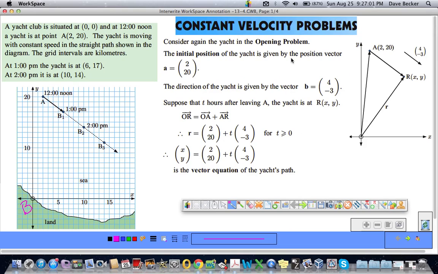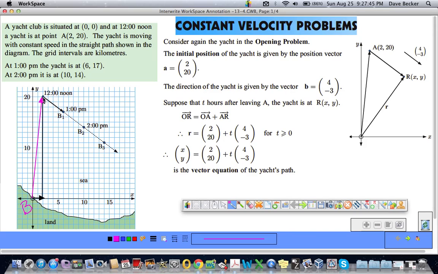The initial position of the yacht is given by the position vector (2, 20). So let's just review position vectors real quick. It's a good opportunity to do so. So if I have a vector (2, 20) and I start at the origin here, I would go over 2 and then up 20 there, then the resultant vector, remember adding vectors geometrically, gives me the position. There it is, right there. That's the position vector.